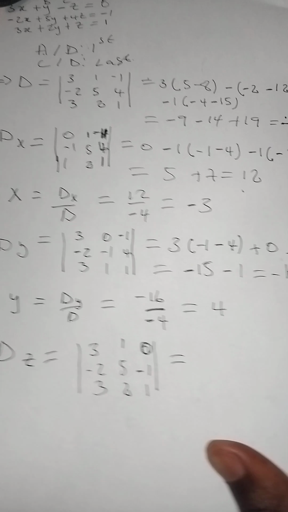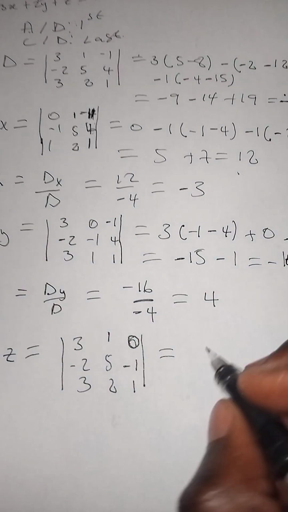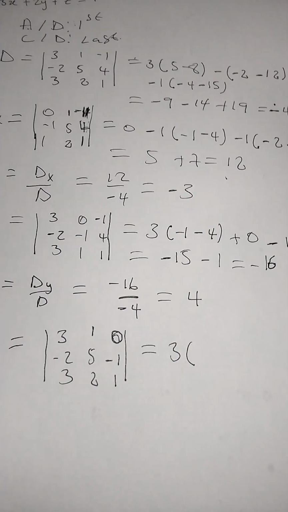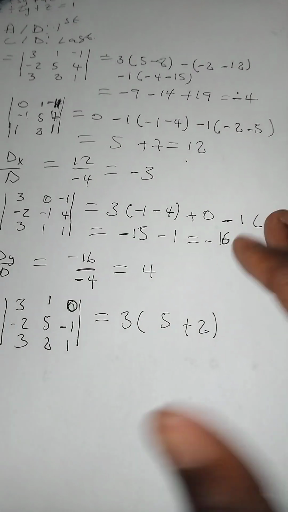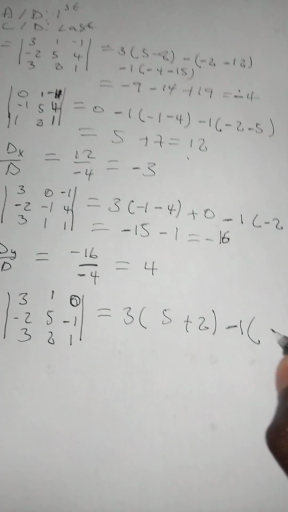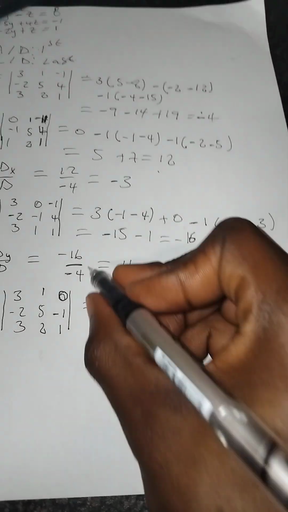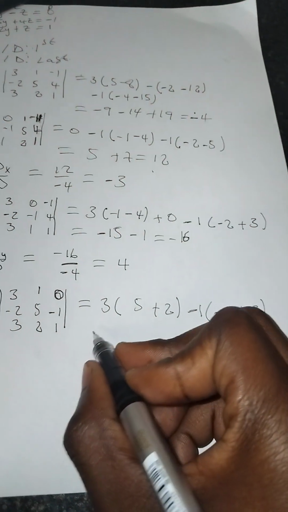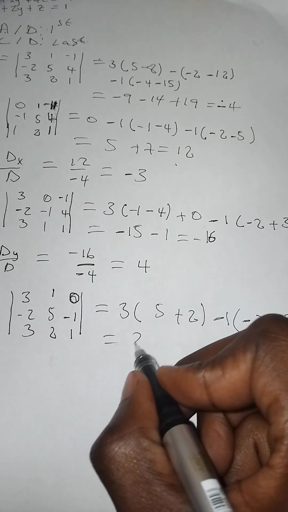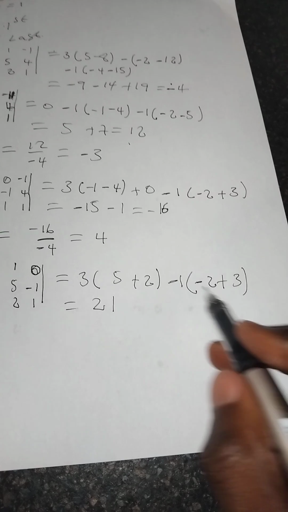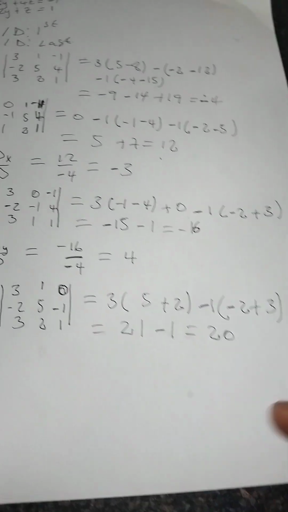Just like that. Okay, so I can utilize this column to do the things. Or the first row. So let me just use the first row. So it's gonna be 3 multiplied by 5 plus 2, then minus 1 multiplied by minus 2 plus 3, just like that. Then the last one is 0, so it's just gonna be 0. So this is going to be 7 by 3, which is going to be 21. Then this is going to be 1 by minus 1, which is going to be minus 1. So we get dz to be 20.